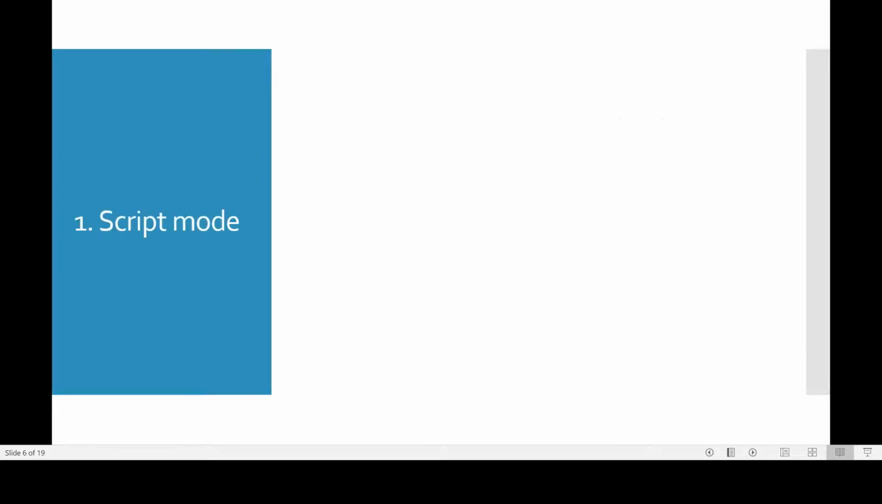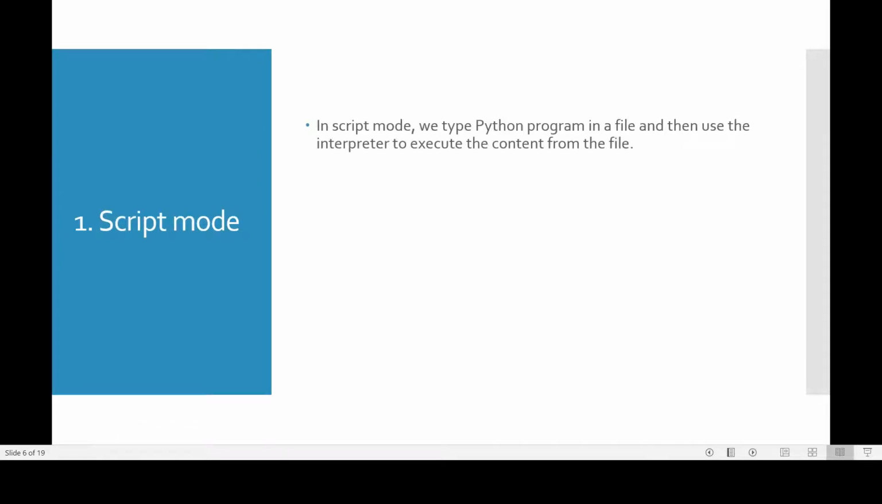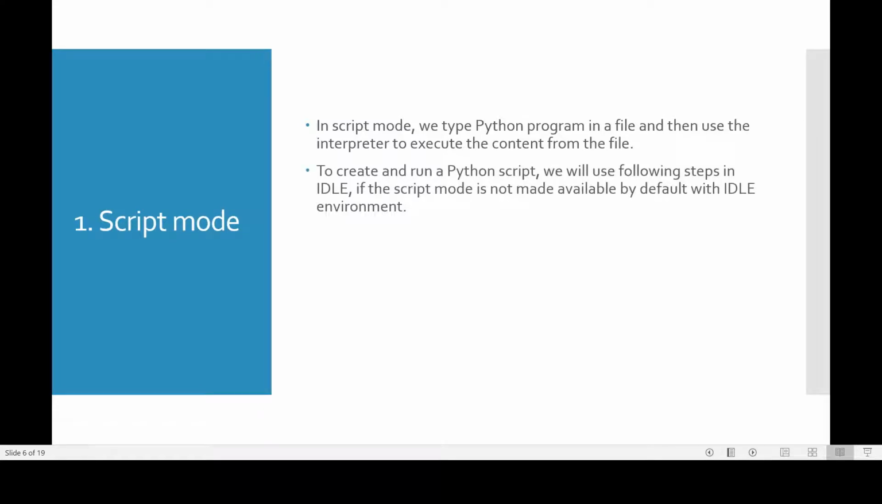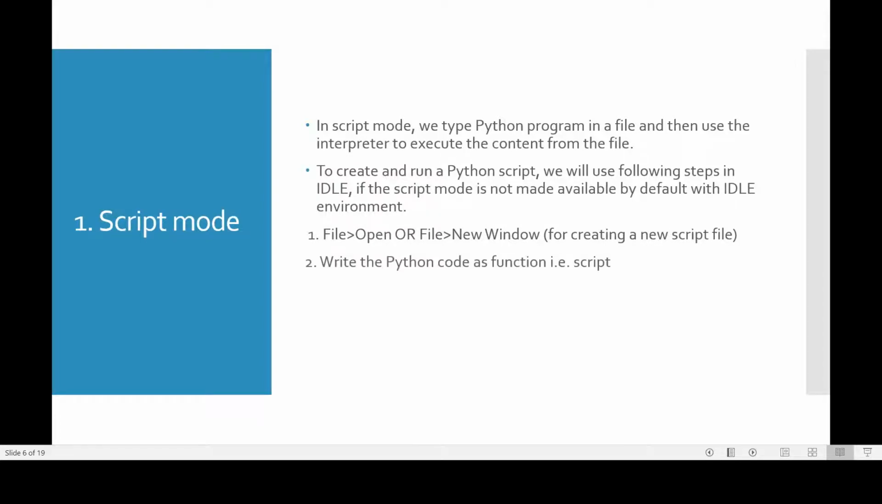First is the script mode. In script mode, we have the Python program in a file. Then we use the interpreter to execute the content from the file. To create and run the Python script, we ideally use the following steps. We first create a new file or we open an existing file. We write the Python code, whatever our script is. We save it and we run it.